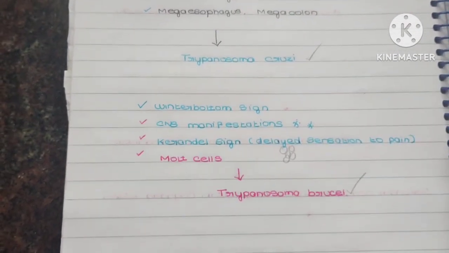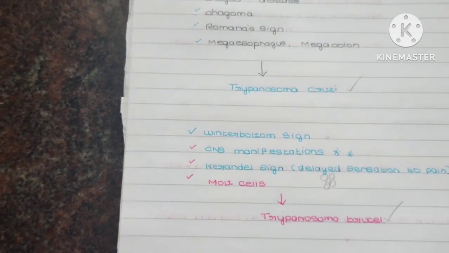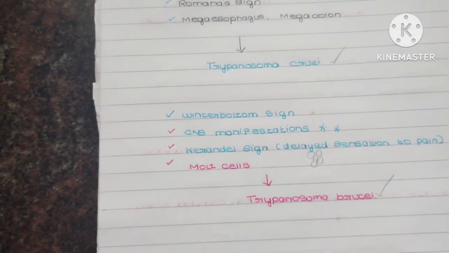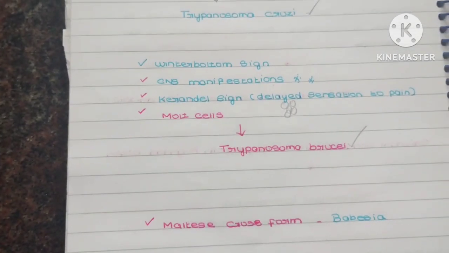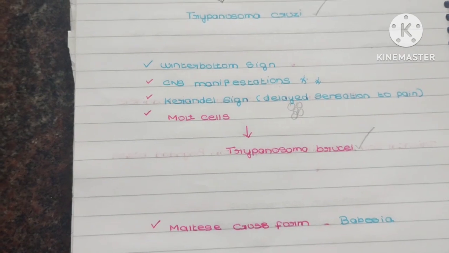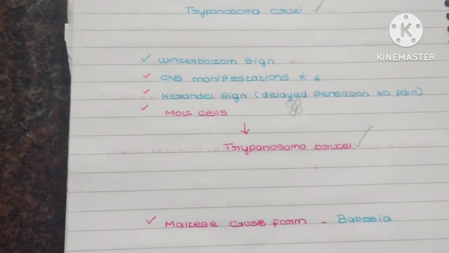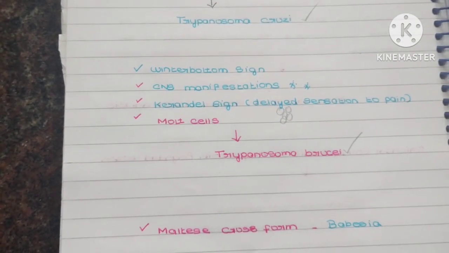Okay. So next, if you come across this point, a Maltese cross form which is present in the peripheral smear, probably the diagnosis is Babesia. So with these key points, you can make the diagnosis and be confined to the particular organism. Okay. So thank you.